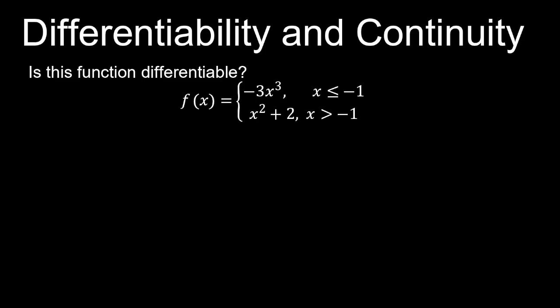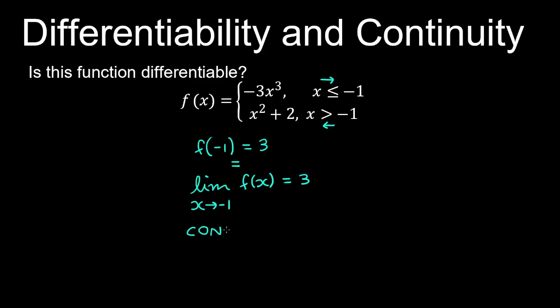Is this function differentiable? So first we check for continuity. So f of minus 1 exists. And the limit as x approaches minus 1 from the left and the right is the same. So because these are equal, the function is continuous.